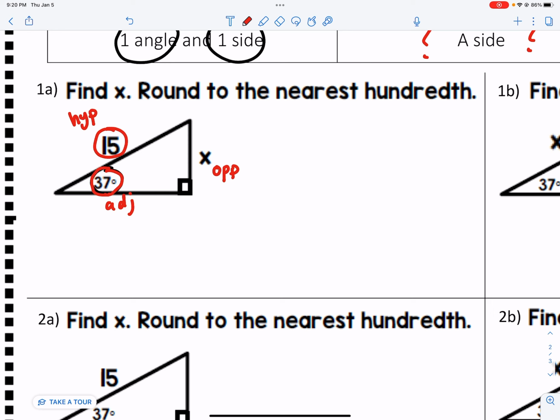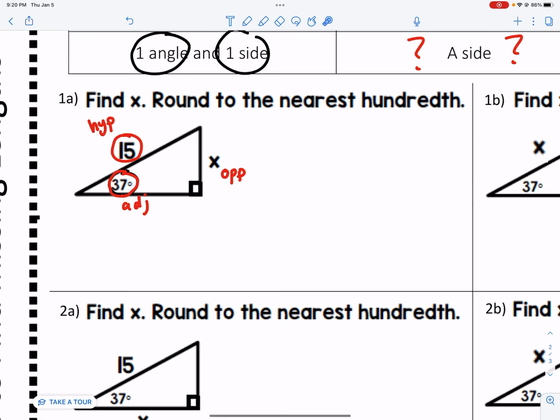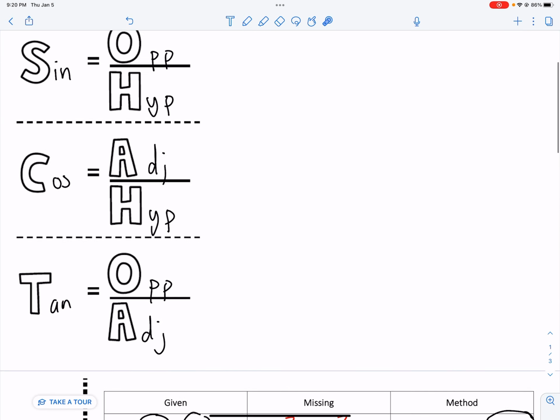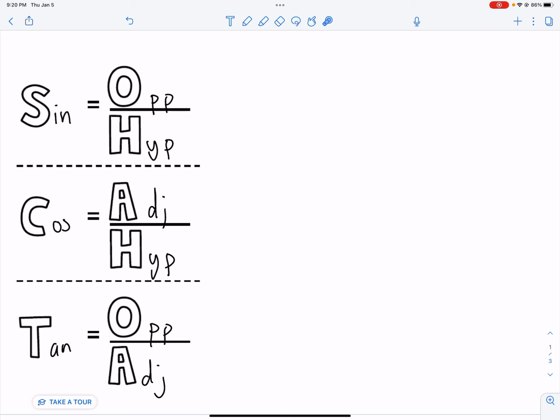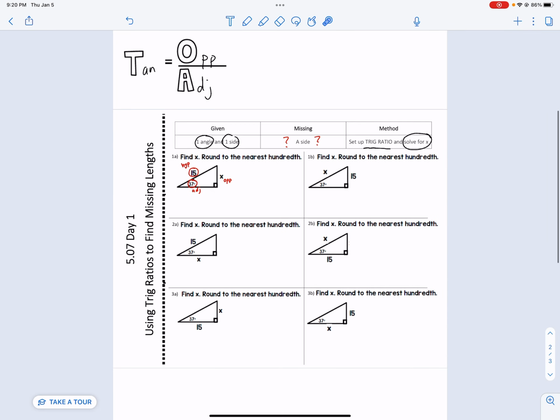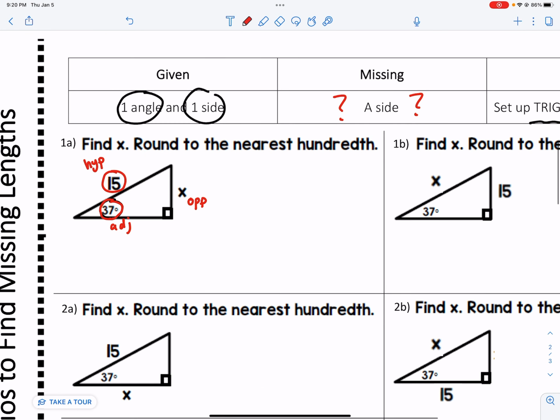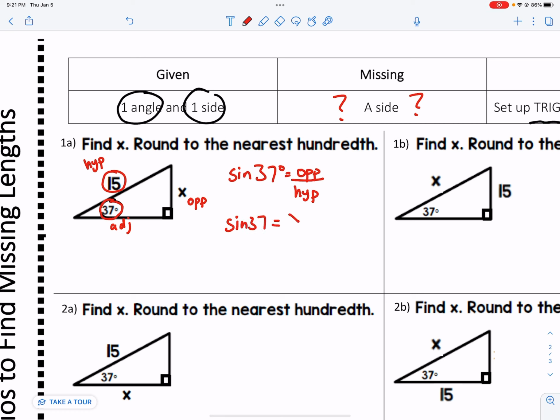So now I need to set up a trig ratio that connects the thing that I know, which is the hypotenuse, and the thing that I don't know, which is opposite. So I go back up here. Which one of my three trig ratios uses opposite and hypotenuse? That's correct, that's sine. So let's set up sine of 37. Sine of 37 degrees is going to be opposite over hypotenuse. So sine of 37 will be x, since I don't know the opposite, over my hypotenuse, 15.